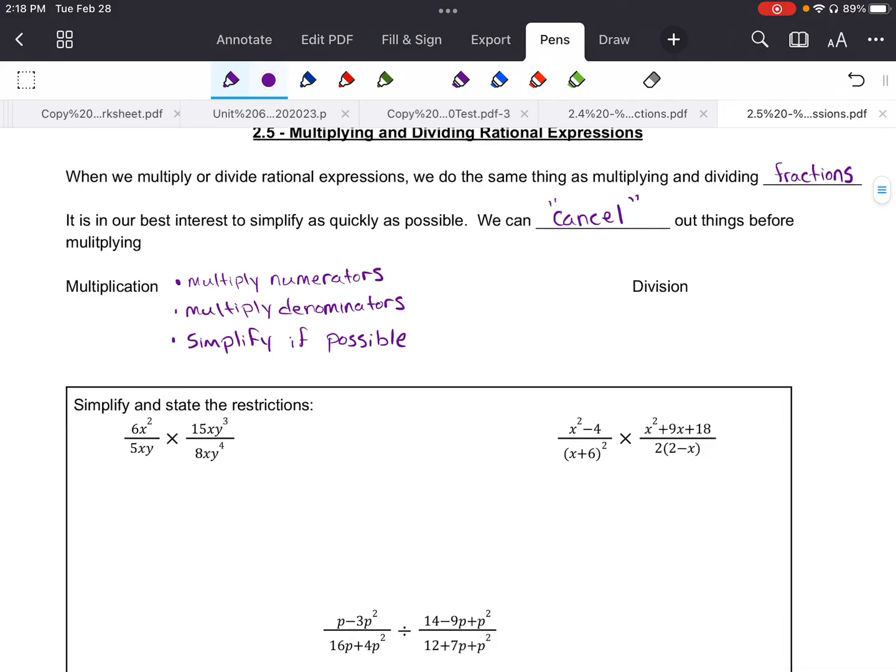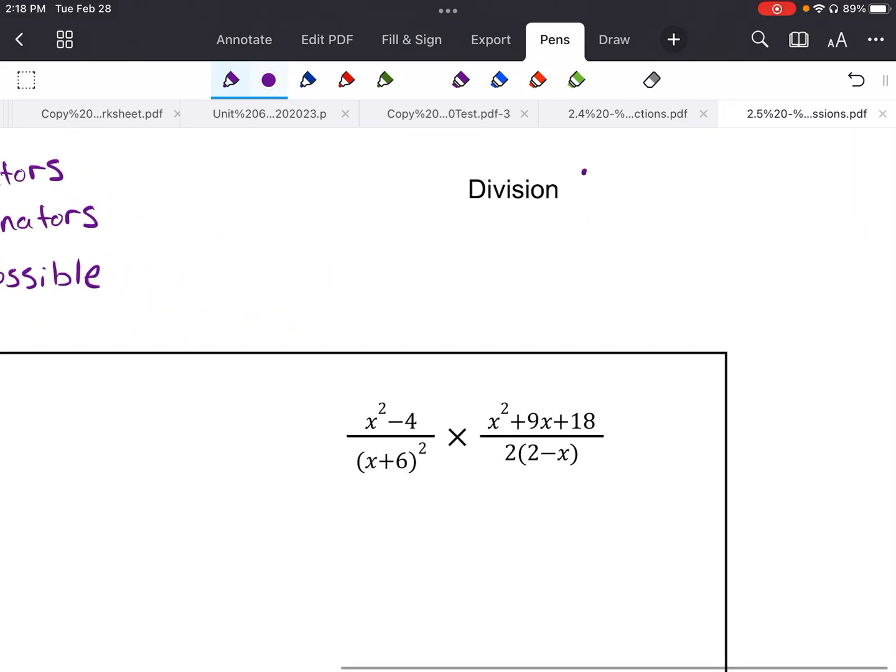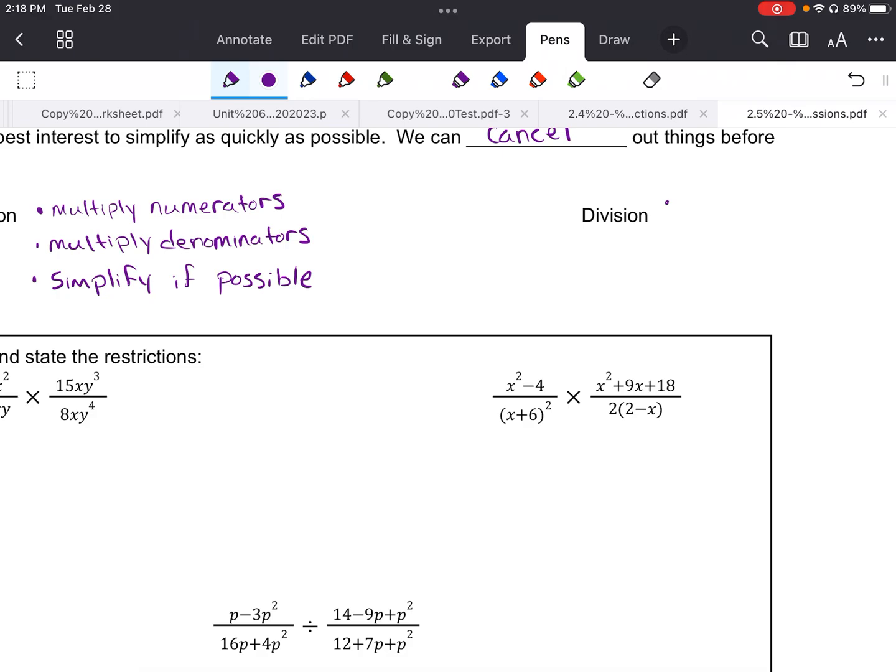With division, we flip the second fraction. And then we follow multiplication rules.